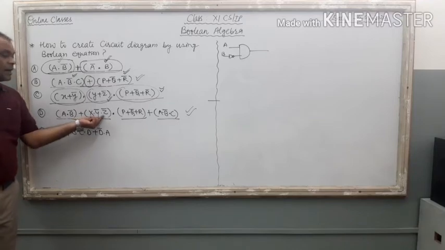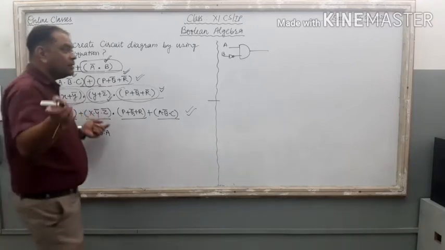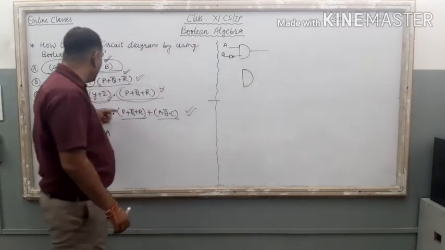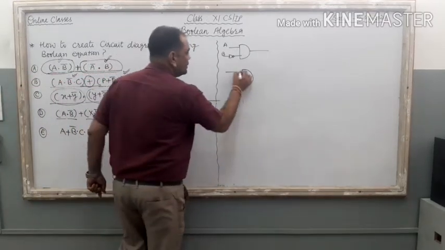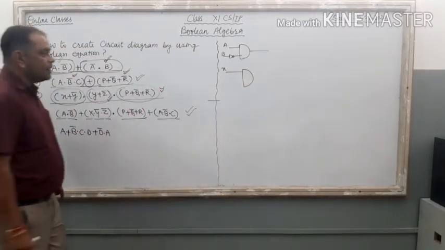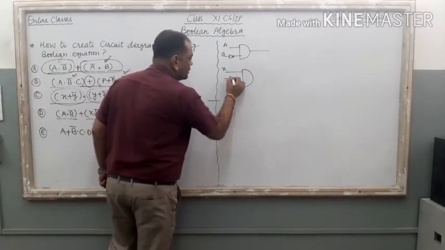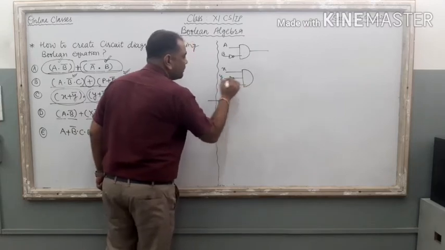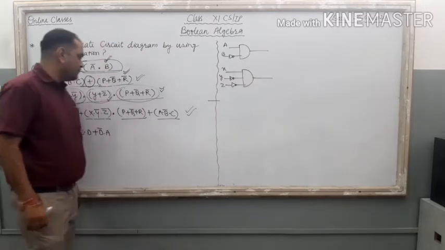The second part, take this one. X dot Y bar dot Z bar. Again AND gate with three input signals. So again I am going to draw this AND gate. The first input signal it is X. So here it is X. Then Y bar, Z bar. So Y with NOT means Y bar. Z with NOT means Z bar. Again the second part is finished.